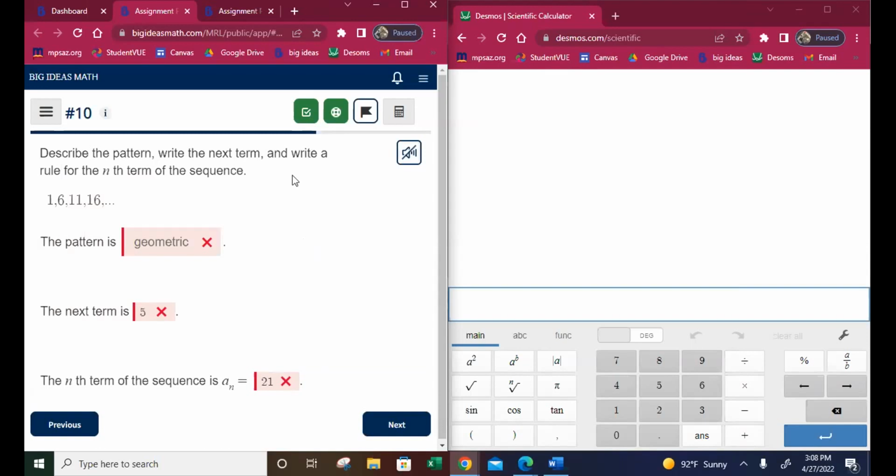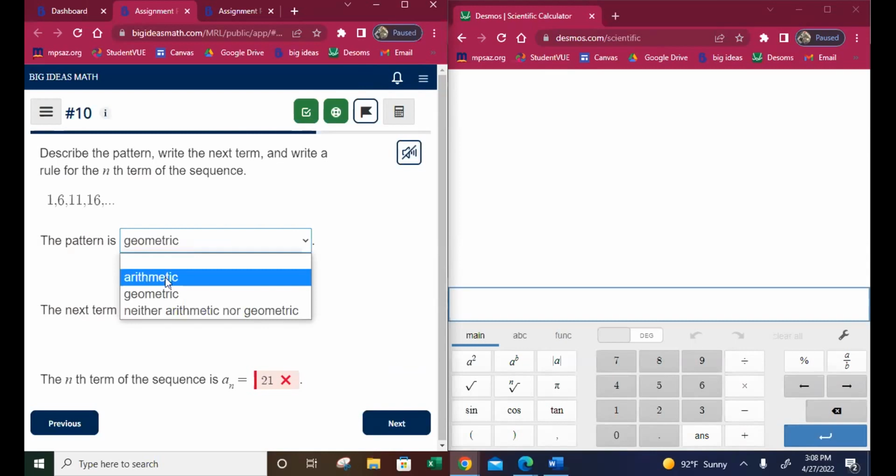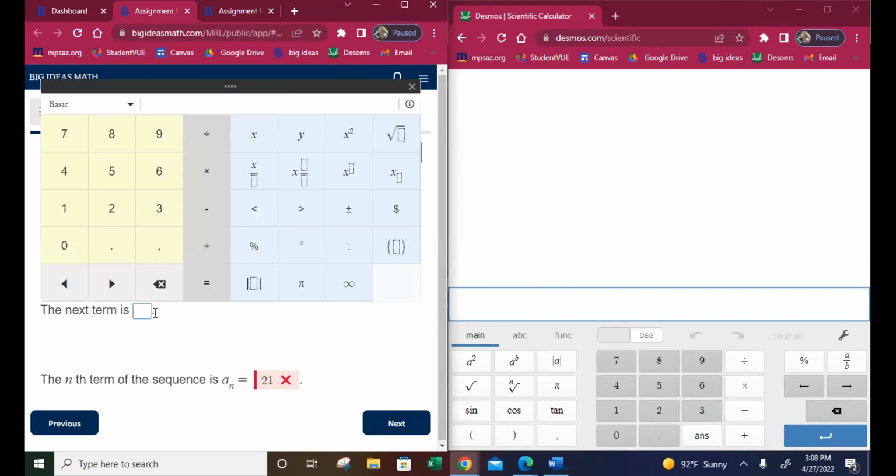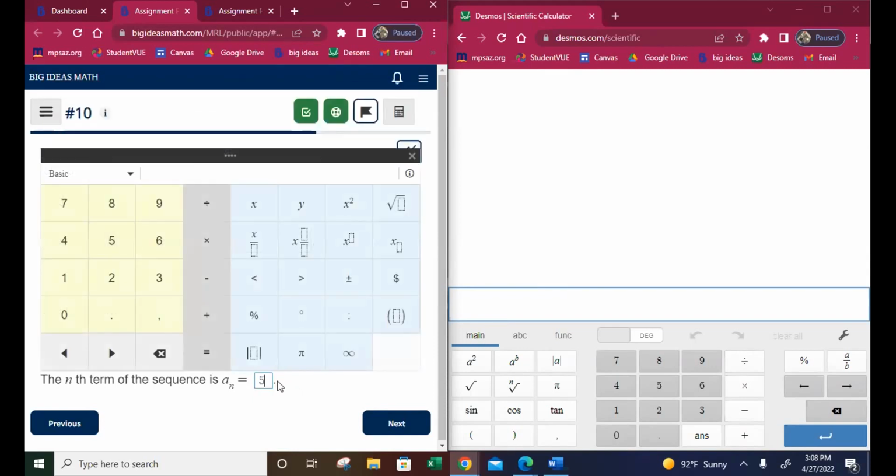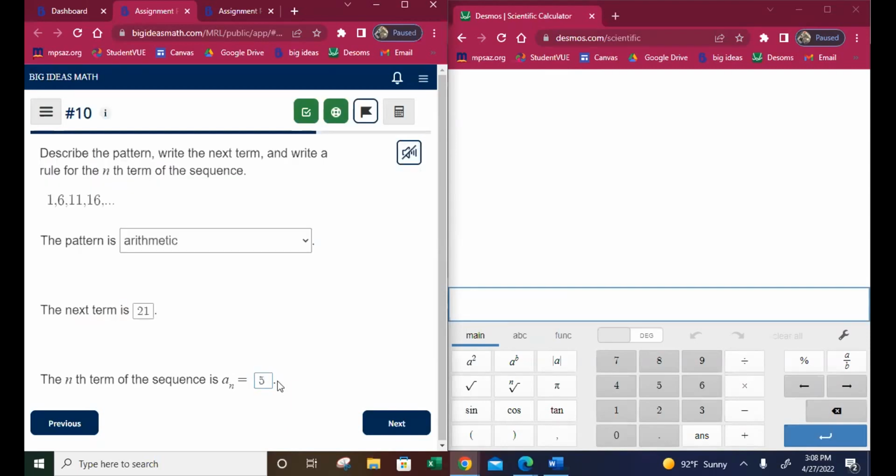So I guess the pattern is arithmetic if they're going up by the same amount. Maybe I said geometric, but it's arithmetic. So let's redo that. The next term is the number that comes after 16. It is 21. Now this is not 5. It's a formula. So the formula is, and I'm going to snip this in because you do need some explanation on this. So let me grab that and share my screen.